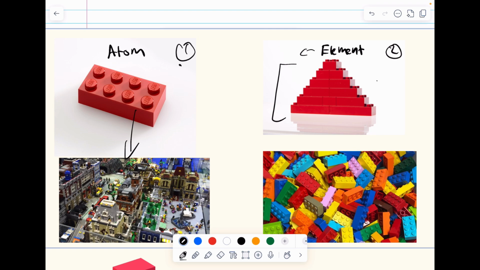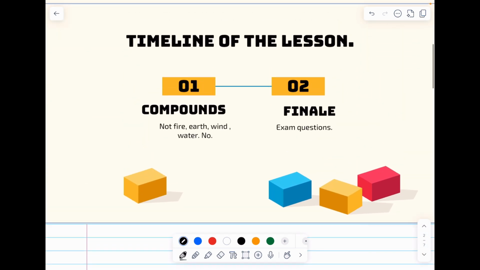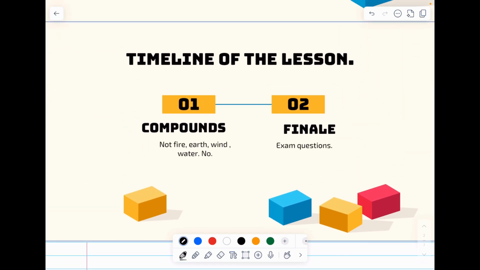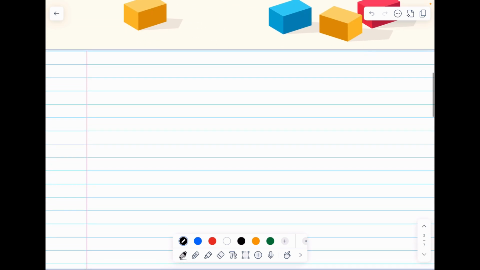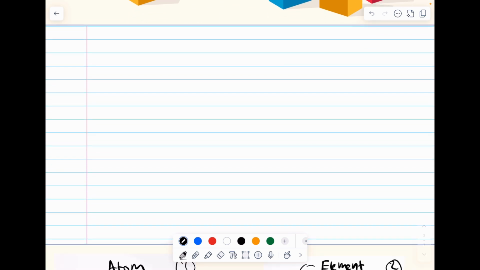And then today we're going to talk about compounds, which is here, picture 3. Imagine this whole city of Lego. We're going to be diving into that. Okay, so the timeline of the lesson: compounds, then we're going to do a finale with exam questions. So the first thing you need to know is the compound definition.